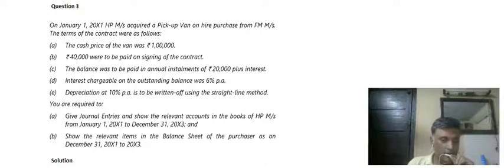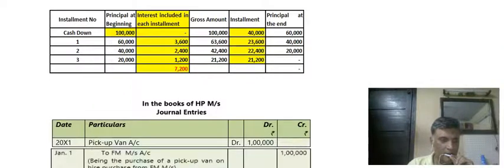Cash price is given 1 lakh, down payment is 40,000. I think installment is given 20,000 plus interest and interest rate is 6%. So we'll try to solve it. I think we have captured the data here. But anyway, let me erase it first so that it becomes easy.